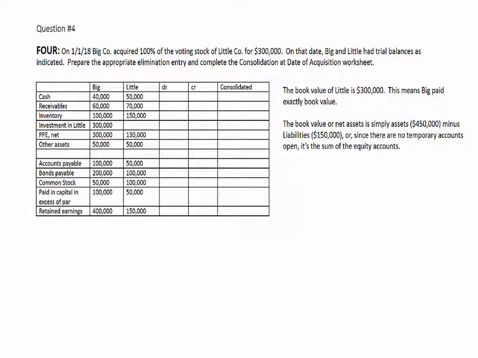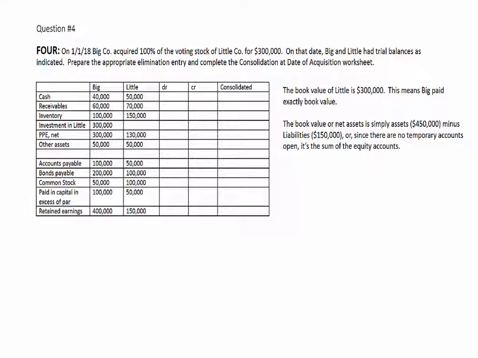The book value of Little is $300,000. That means that Big paid exactly book value. Now, to determine the book value, we can do one of two things. We could do net assets. Total assets $450,000 minus liabilities of $150,000 leaves us with a book value of $300,000.